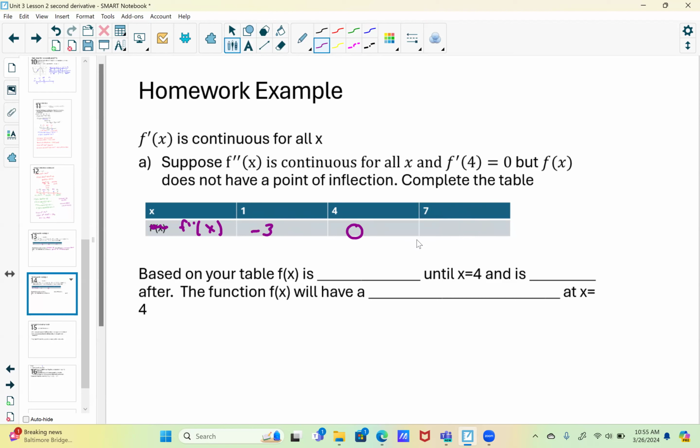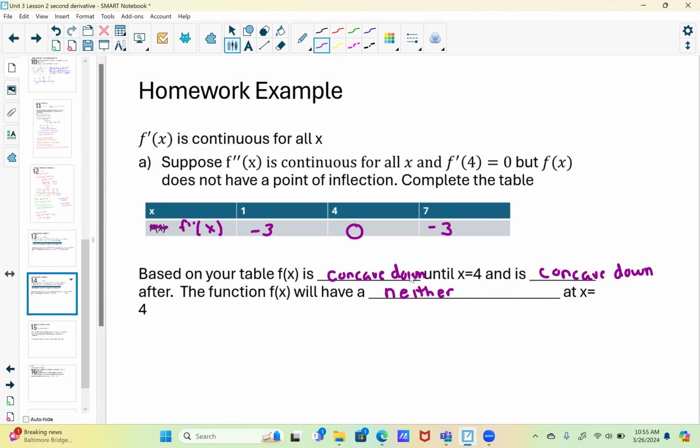So I'll just do both negative. And then it would say, based on your table, f of x is, because it's negative, it's concave down until x equals 4 and is still concave down after. And if you pick two positive numbers, you would say concave up. The function f of x will have a, and then you're going to say neither or none, whatever the option is for no point of inflection at x equals 4.